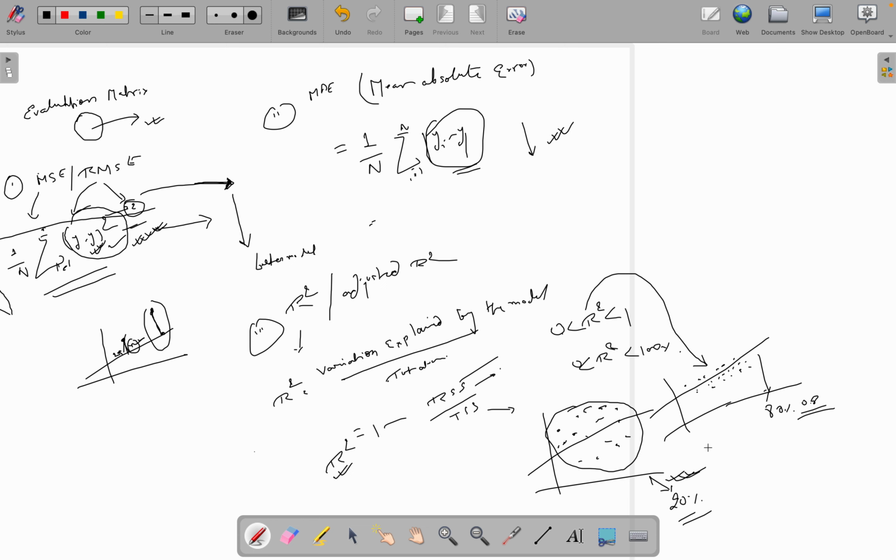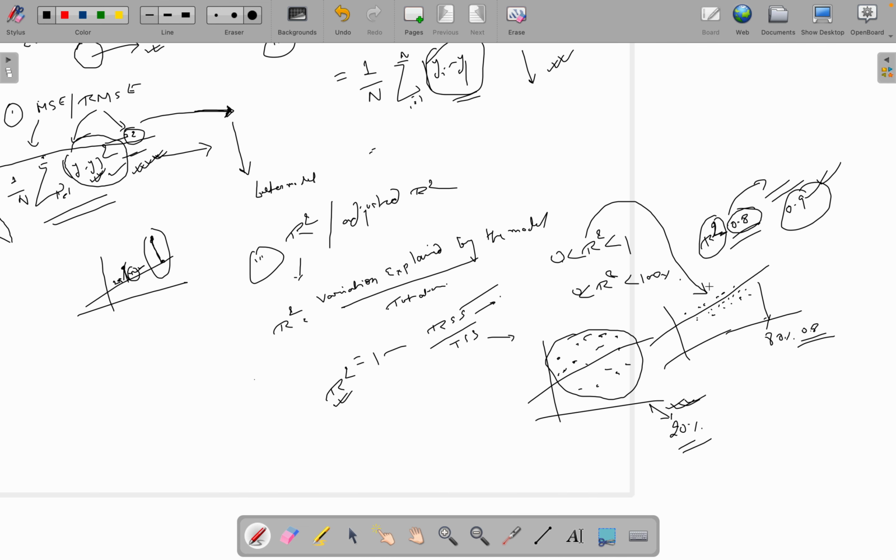And if R square is coming at 0.8, that means your model is able to explain 80% of your data. So that's how we interpret this R square value. If it is coming as 0.9, then your model is able to explain 90% of your data. So this is R square.